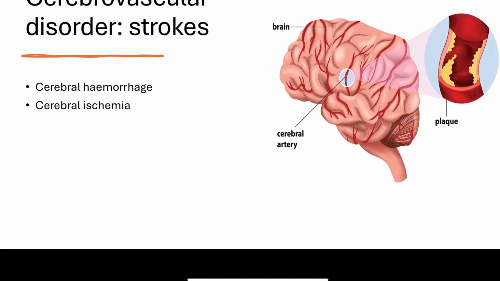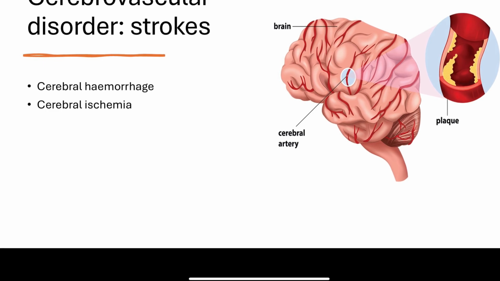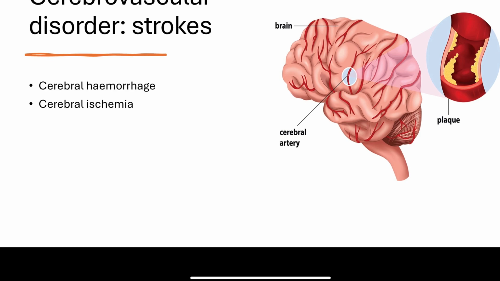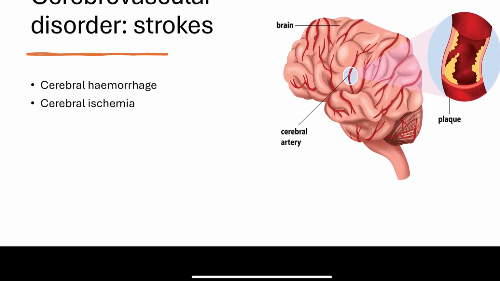And the third one is arteriosclerosis. When the wall of the blood vessel thickens, the channels narrow, usually as a result of fat deposits. This narrowing can eventually lead to a complete blockage of the blood vessel.